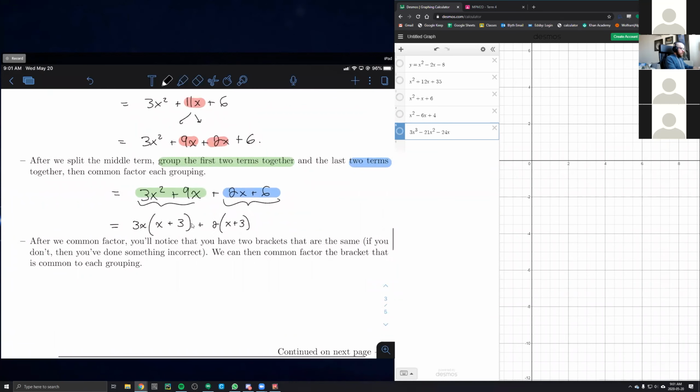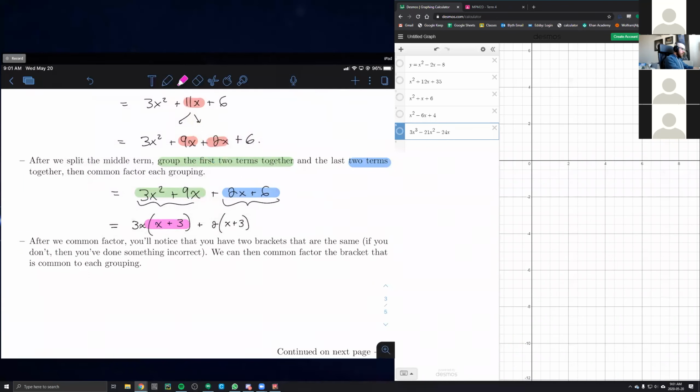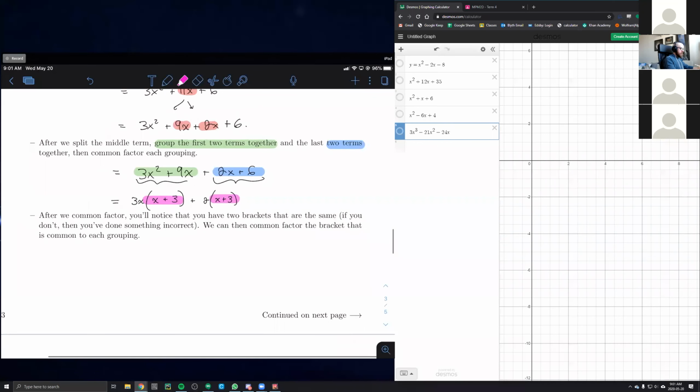So I read a note here. After we common factor, we notice that we have 2 terms that are the same, right? We have an x plus 3 and an x plus 3. So we have 2 brackets that are identical. If you do not have 2 brackets that are exactly the same, it means you've done something wrong along the way, so you have to backtrack to find where your mistake is. Okay, so you will always have 2 brackets that are exactly the same.